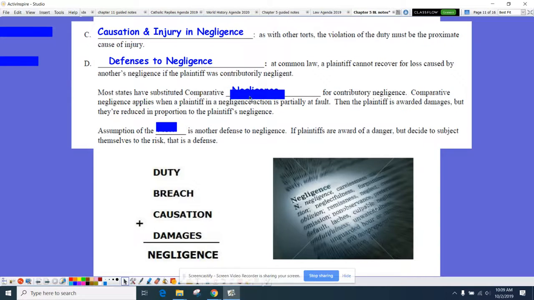So most states have substituted comparative negligence for contributory negligence. In other words, comparative negligence applies when a plaintiff is negligent. If the plaintiff is partially at fault, then the plaintiff is awarded damages, but they're reduced in proportion to the plaintiff's negligence. In other words, they're not going to get millions of dollars. They may get money for paying for the care or treatment for whatever injury they had sustained because of that negligence. The assumption of the risk is another defense to negligence. There are certain jobs that are obviously far more dangerous, and if the plaintiff seeks an award because of the danger, they must decide if they have subjected themselves to the risk as part of that defense.